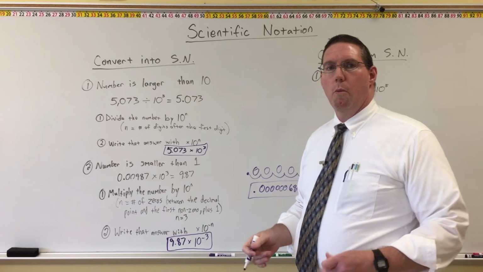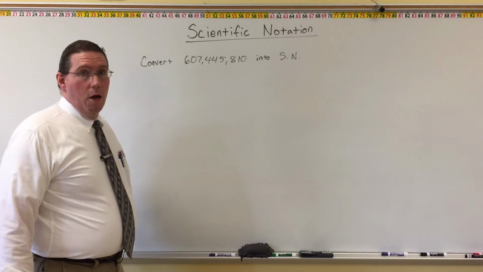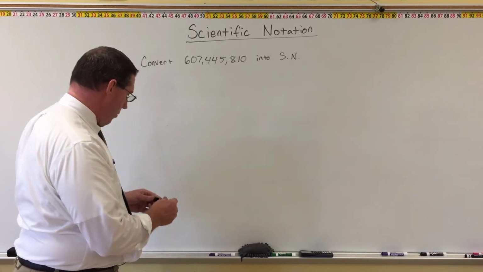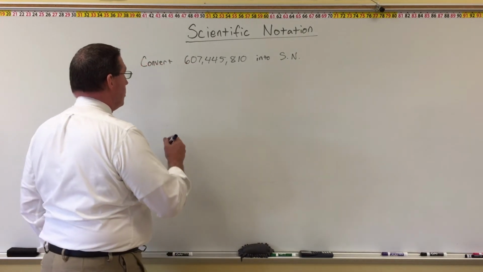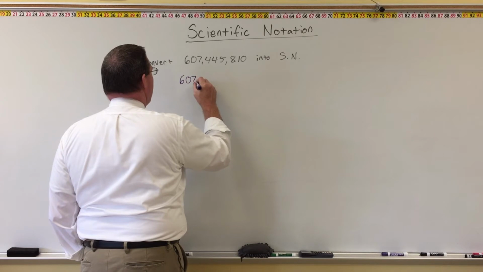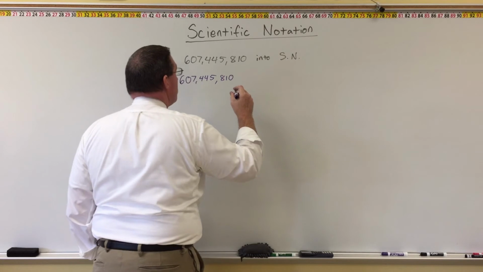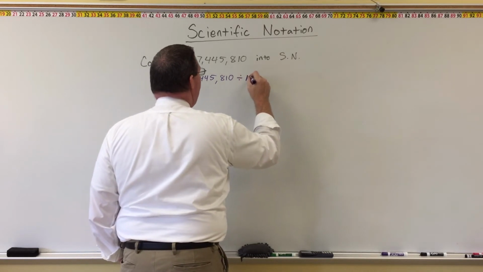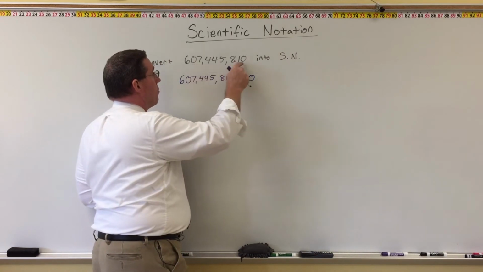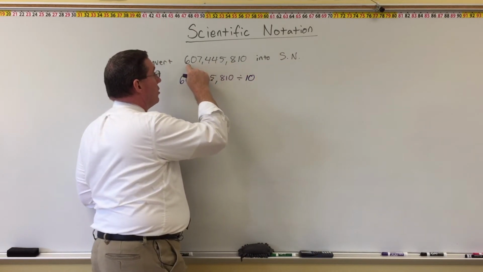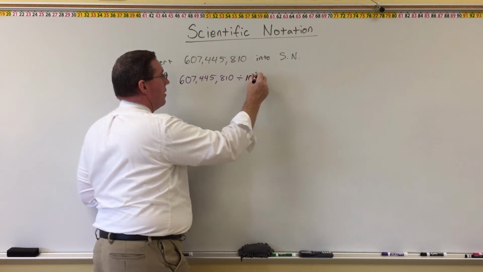Maybe we'll do 1 or 2 examples of each one, and then hopefully you'll have a better feel for this. All right, so we're going to convert this number, 607,445,810, into scientific notation. So we're going to take that number, 607,445,810, then we are going to divide it by 10 to the power of how many digits there are after the first one. 1, 2, 3, 4, 5, 6, 7, 8. So it's divided by 10 to the 8th power.